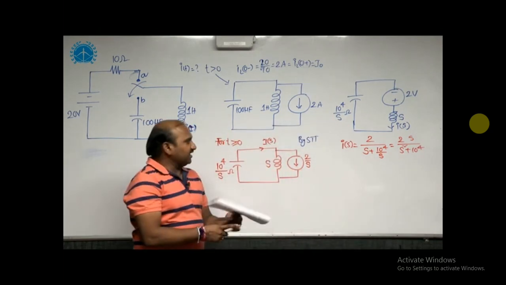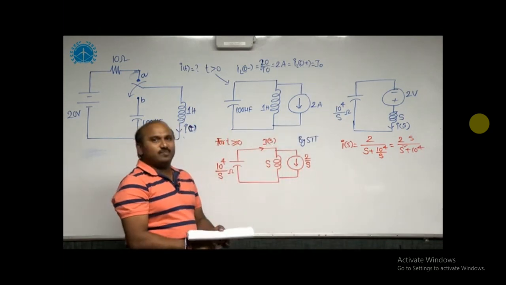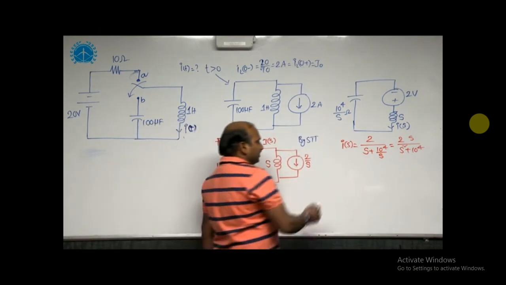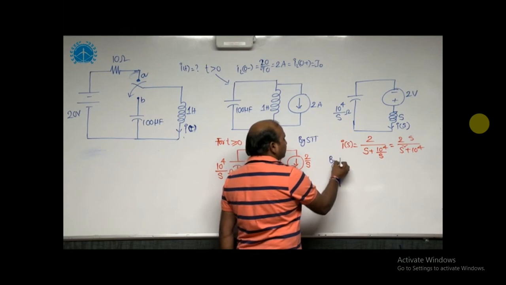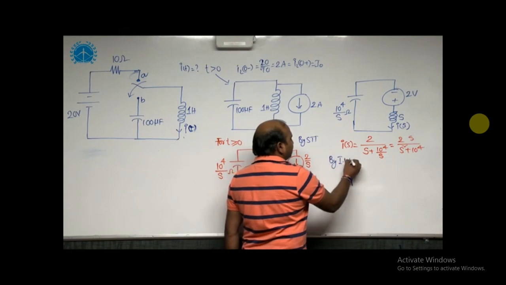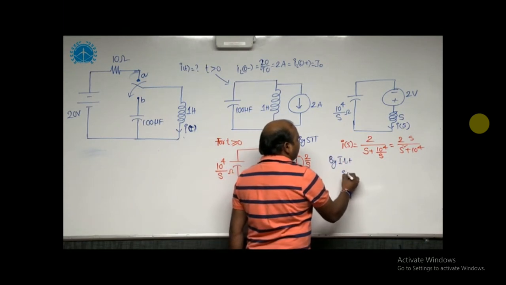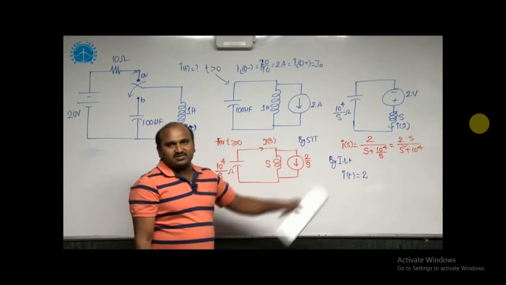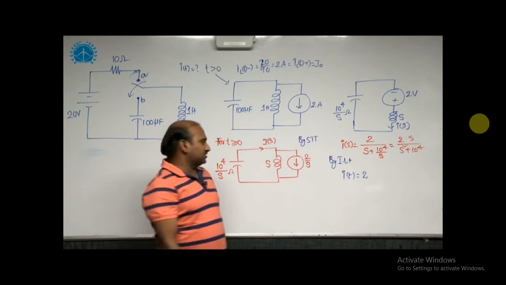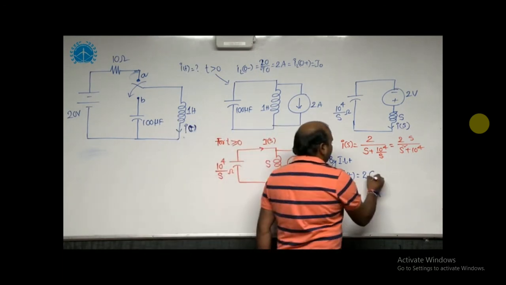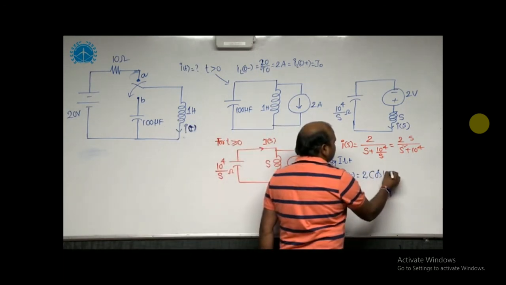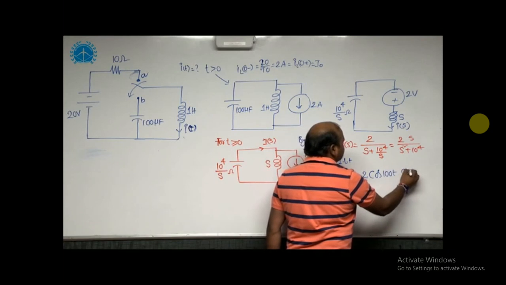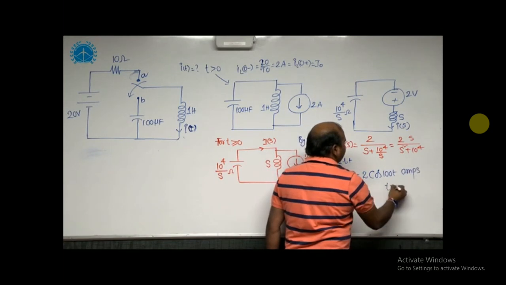To get the value of i of t, which is the current passing through the inductor, we need to take the inverse Laplace transformation. By ILT, you will get i of t is equal to 2 into, this is S by S square plus A square, which is cos AT. Now 2 times cos 100t amperes, which is valid for t greater than 0.